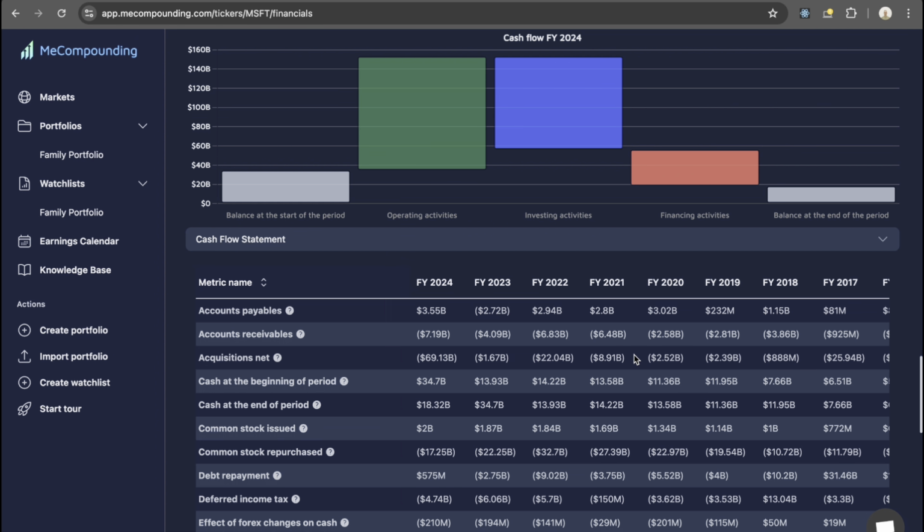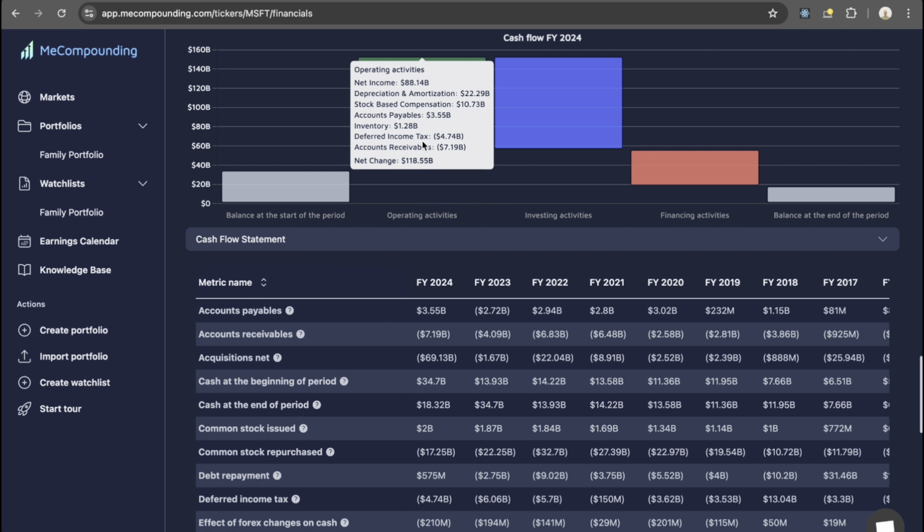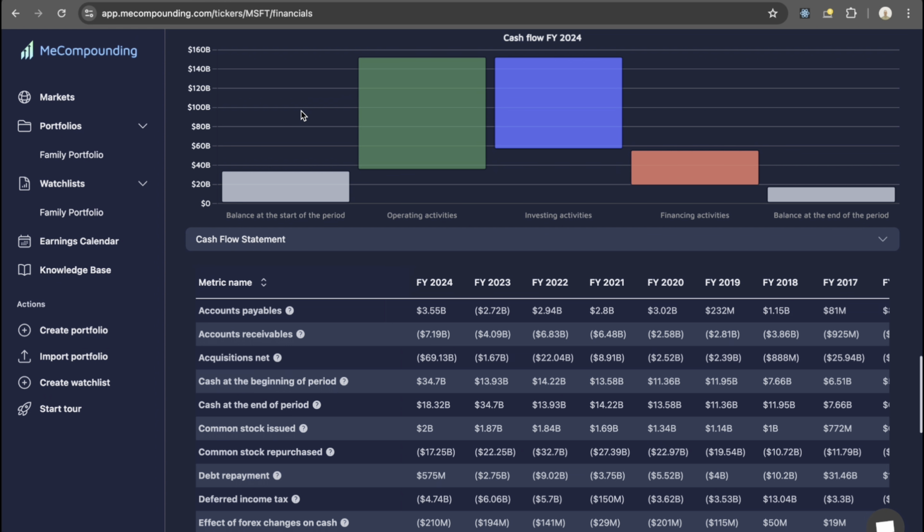There are three sections to focus on. The first one is cash flow from the operating activities. This is cash generated from the company's core business. Think of it as a business model actually producing cash. For a healthy company, the number should be positive and growing.